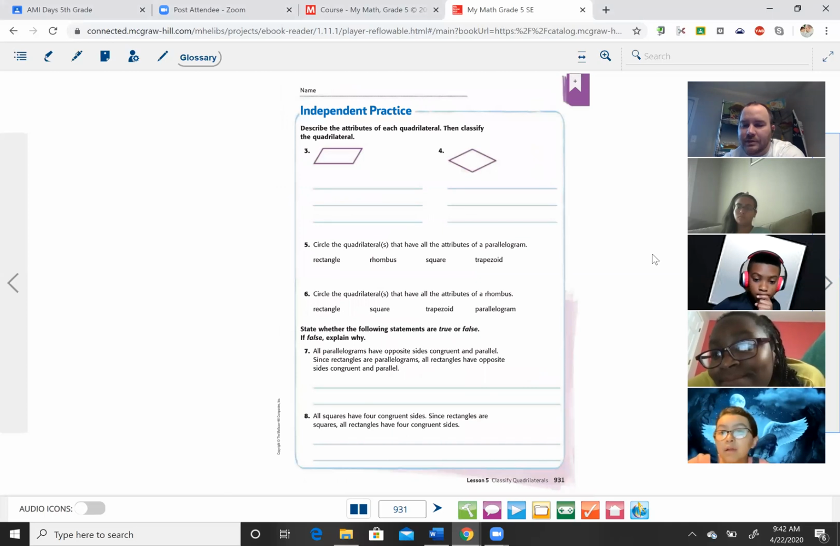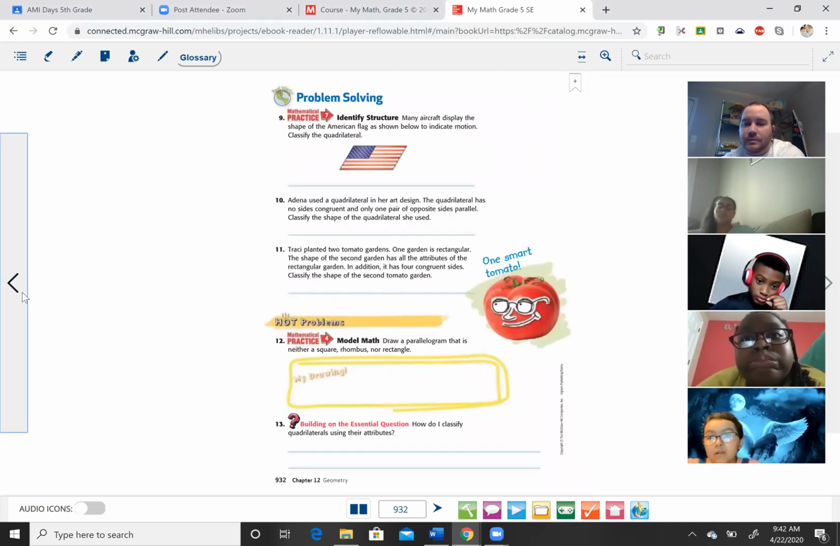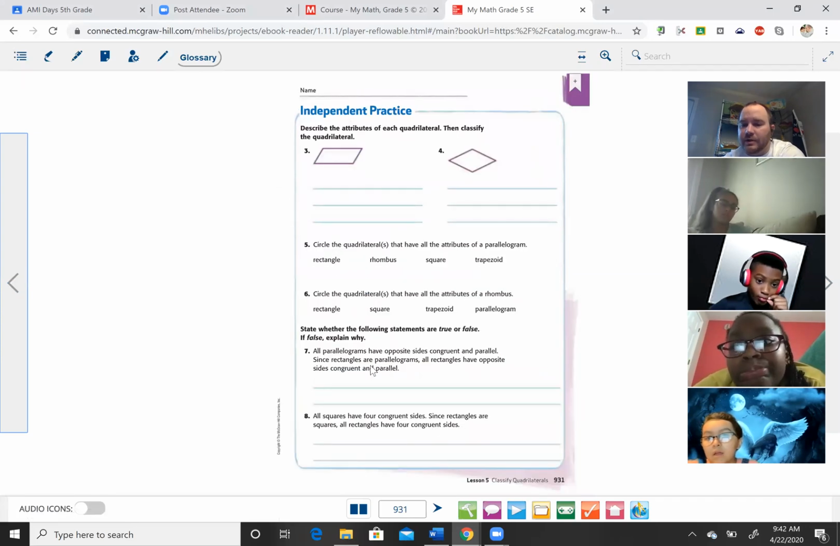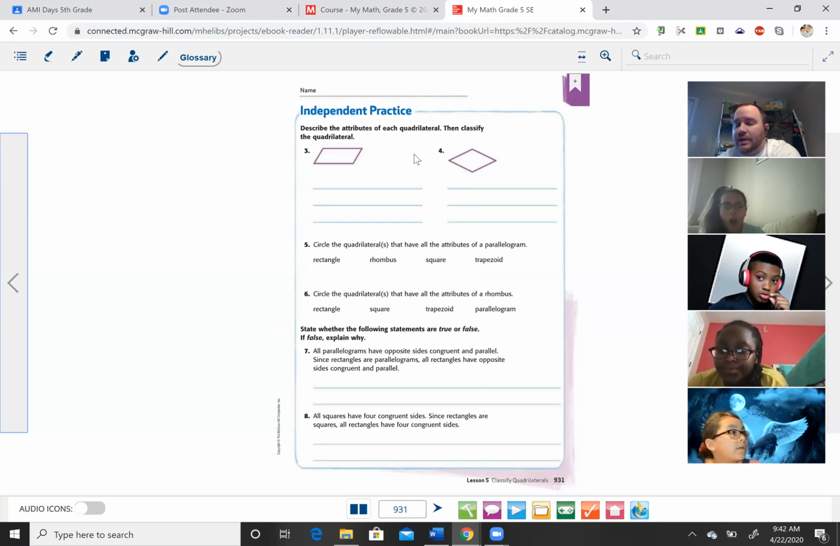So before I completely turn you loose, what we're going to do is this page right over here. What you have to do in 3 through 4 is describe the attributes. So you're going to have to describe the quadrilaterals. Use that chart that we have on page 1, and then you're just going to have to go back down and give the descriptions of them, right?